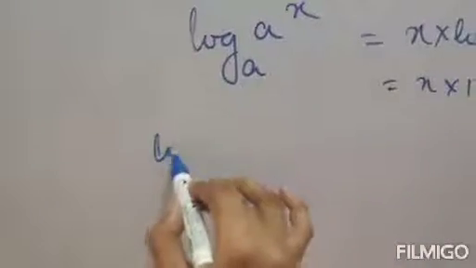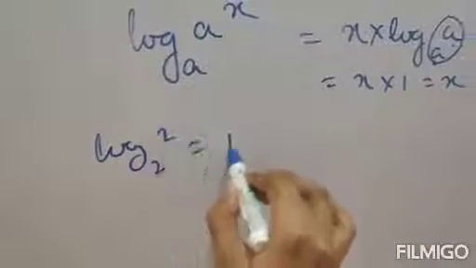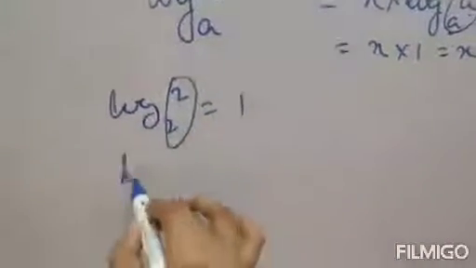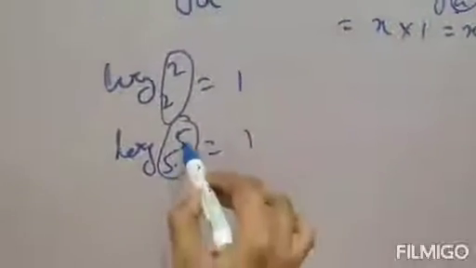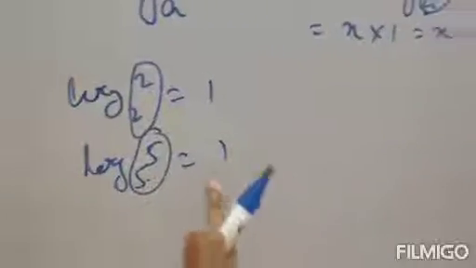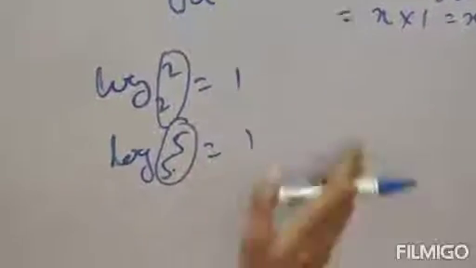Suppose it is given log 2 base 2, the answer will be 1, because both are the same. If it is given log 5 base 5, the answer will be 1, because both are the same. So the concept is, if the base and this number are both the same, then the answer is 1. Clear? So this is the formula.